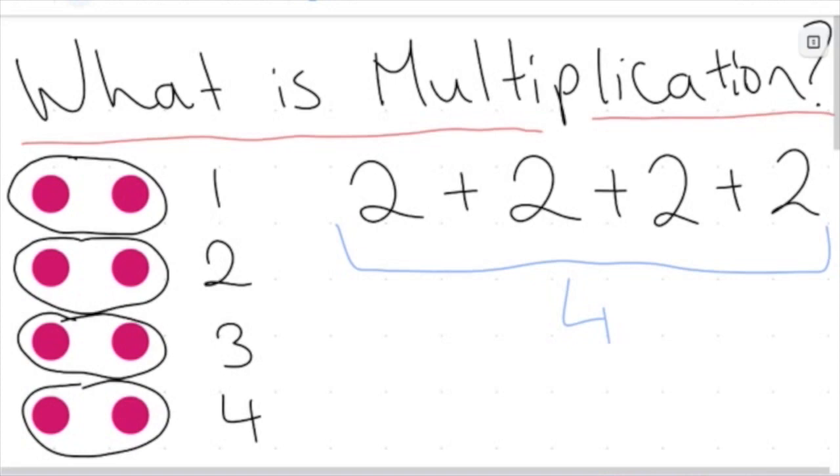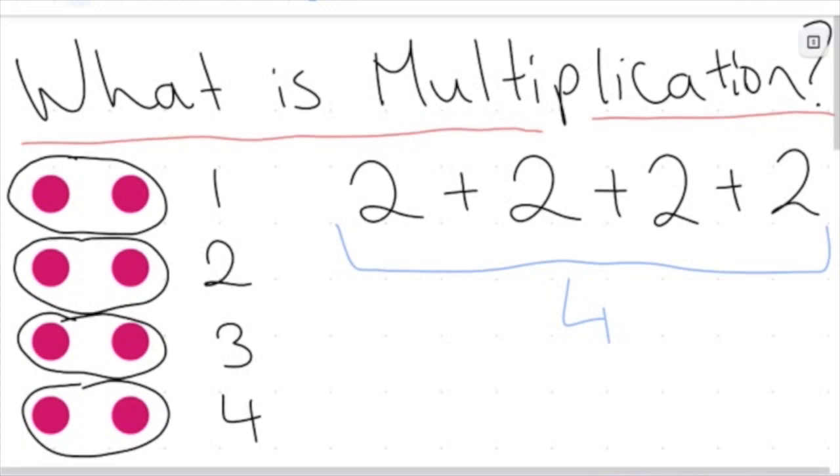Because when we add a lot of the same numbers, it gets a little bit tedious when we have to do a really big one. So here we're only adding 2 4 times. If I were to do this, say, 10 times or 20 times, it's going to get really annoying to go 2 plus 2 plus 2 plus 2 plus 2, right? Multiplication gives us a type of shortcut.